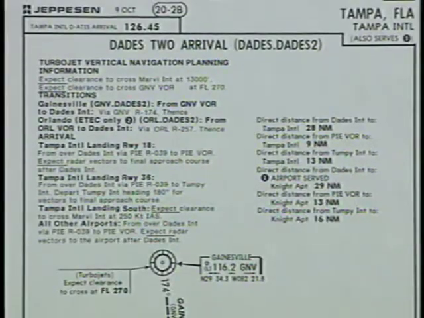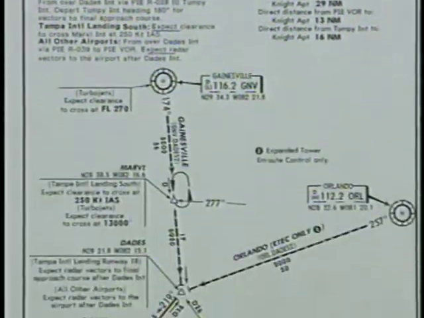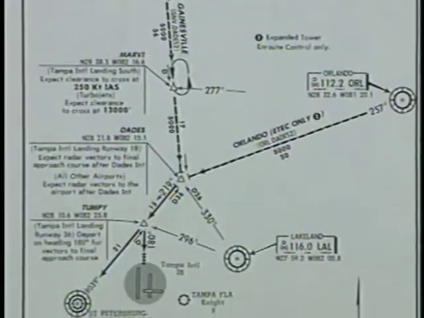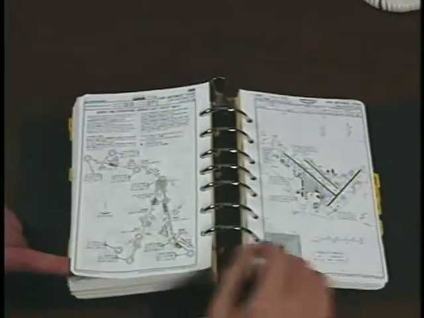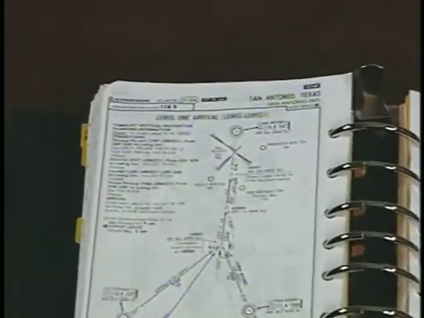STARs normally contain both a textual description of all transitions plus the arrival route, and a graphic depiction of the procedure that follows normal conventions for terminal charts. STARs are usually filed in front of the primary airport for a specific city.